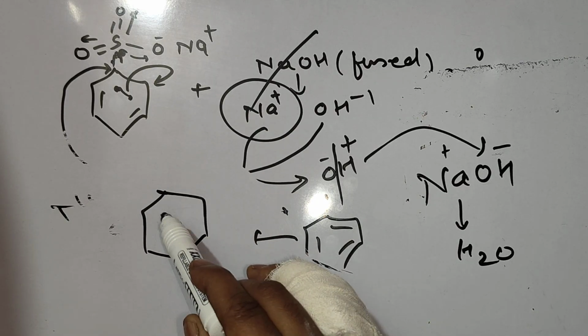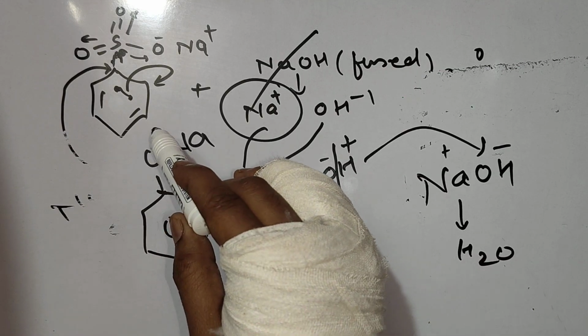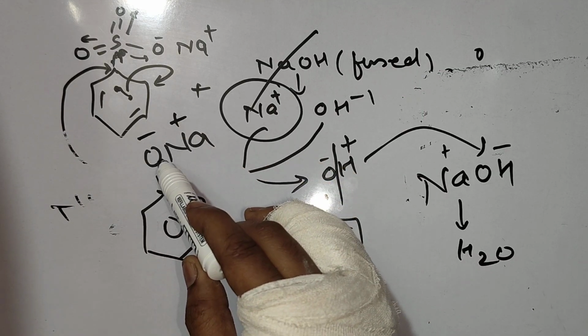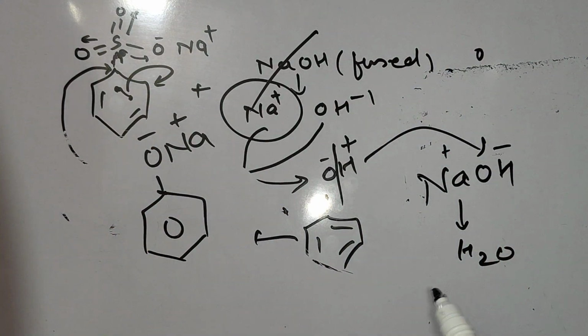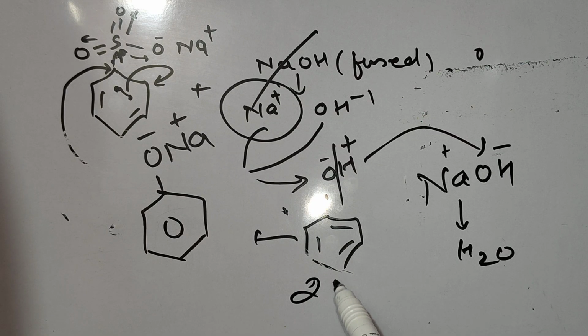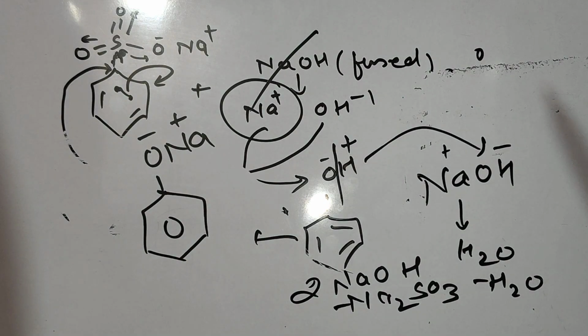So finally you will get ONa, sodium phenoxide, in which between oxygen and sodium there is an ionic bond. Oxygen is carrying complete negative charge, sodium is carrying complete positive charge, and what is released out? H2O. So you can check, we have used 2 NaOH particles total, 1 Na2SO3 was released out, and 1 H2O particle is released out. Please compare it with the balanced equation. So this was the third reaction.